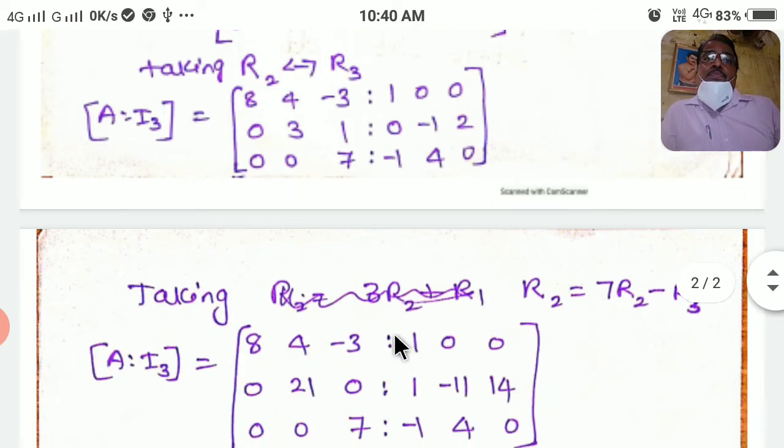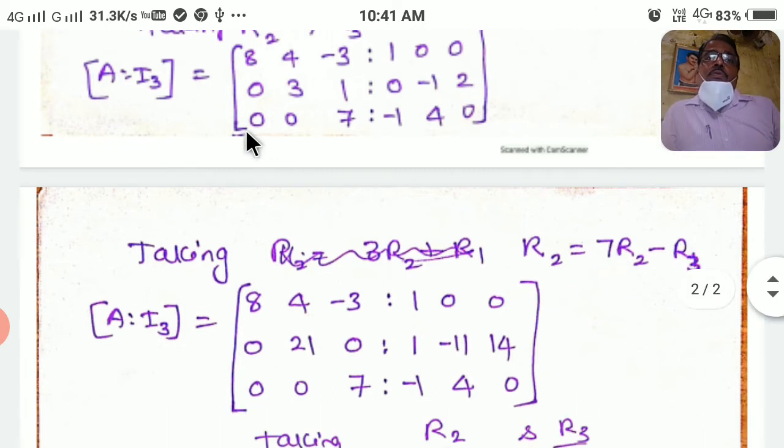Okay. Next, after obtaining this one, taking R2 is equal to 7R2 minus R3 means we rewrite the elements of R2 using this row, 7R2 minus R3. Here this is R2. Next multiply this R2 with 7, then subtract the elements of R3.